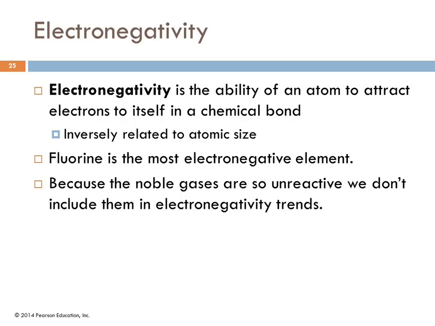So what we call electronegativity is the ability of an atom to attract electrons to itself in a chemical bond. And it's inversely related to atomic size. And so what we find is that fluorine is the most electronegative element. If we look at the periodic table, what did we learn about trends in atom sizes? As you go across the period from left to right, they get smaller, right? And as you go down a group, they get larger. So leaving the noble gases out of it, because they really don't form bonds, who's the smallest element? Fluorine. He's the smallest. He's the most electronegative. He has the most attraction for electrons in a bond.